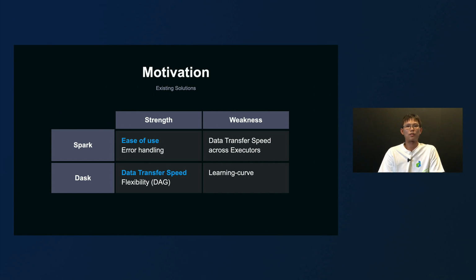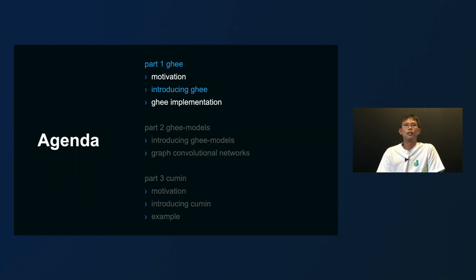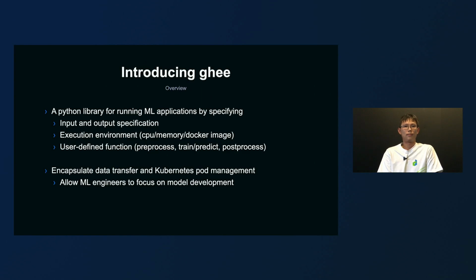For this, we considered using existing Spark and Dask. Although Spark was easy to use, the data transfer speed did not meet our needs. As for Dask, the data transfer speed was good, but we thought it was still too difficult to use. That's why we decided to develop our own library called Ghee, focusing both ease of use and data transfer speed. So that was the background. Now I will explain Ghee itself.